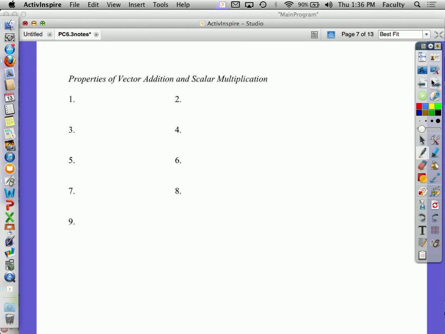5 is the associative property for scalars. Notice none of this is vector multiplication, because then that's a whole different ballgame. Number 6 is the distributive property, and so is 7.